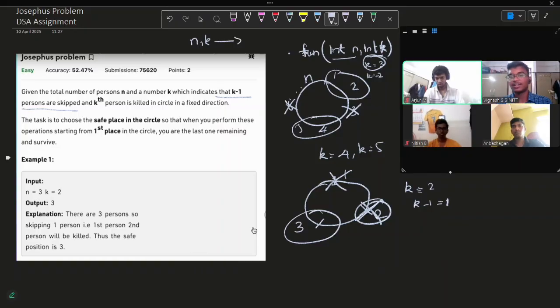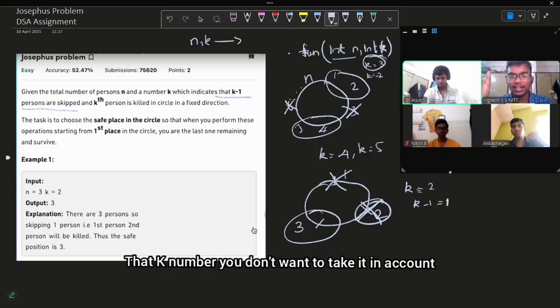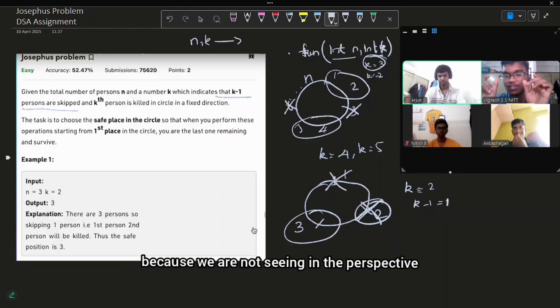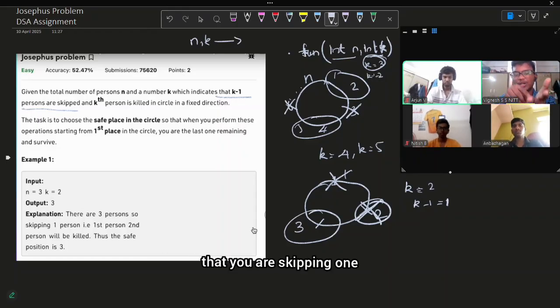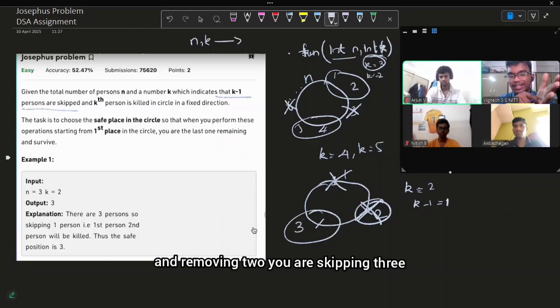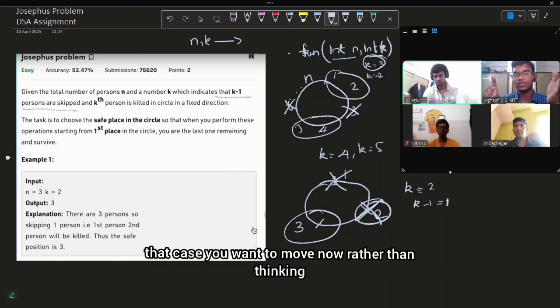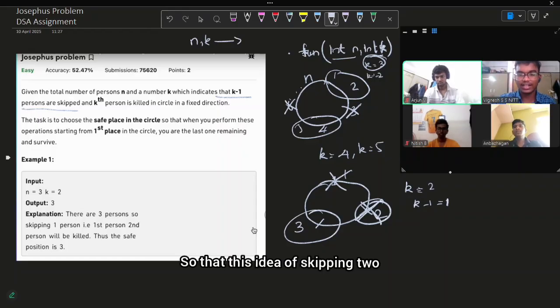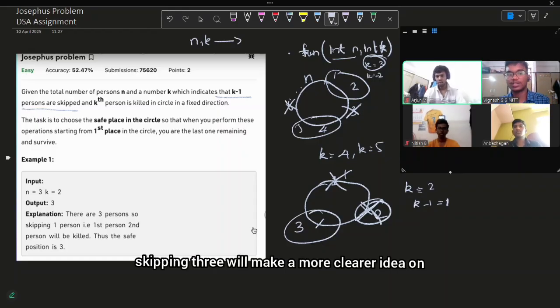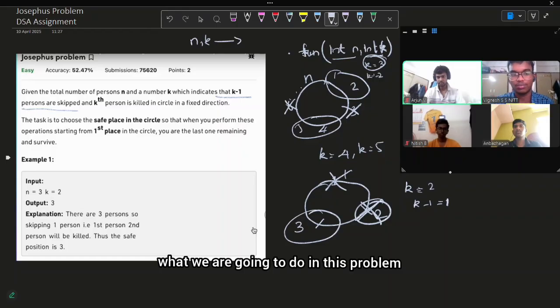In that case, you don't need to take the k number into account because we are not seeing it from the perspective of a soldier. We are seeing it from the overall perspective, like in a computer. You are skipping one and removing two, skipping three and removing one. Rather than thinking that one is killing two, two is killing three, three is killing four, this idea of skipping will give a clearer idea of what we are going to do in this problem.